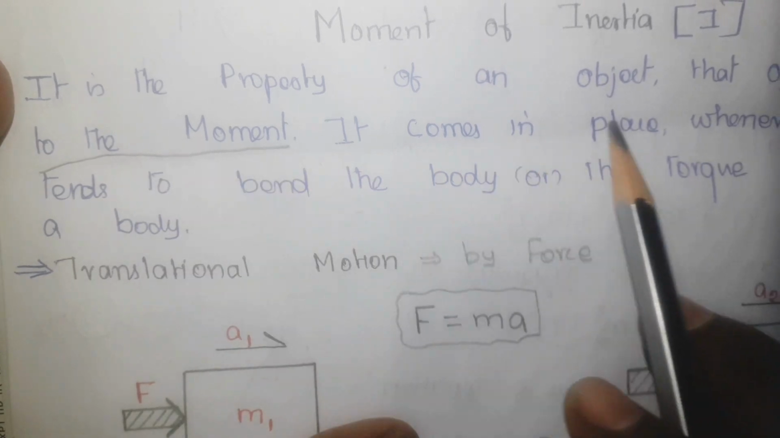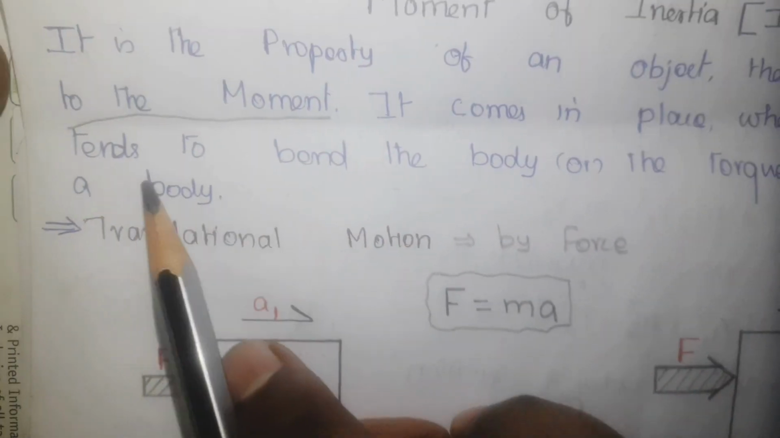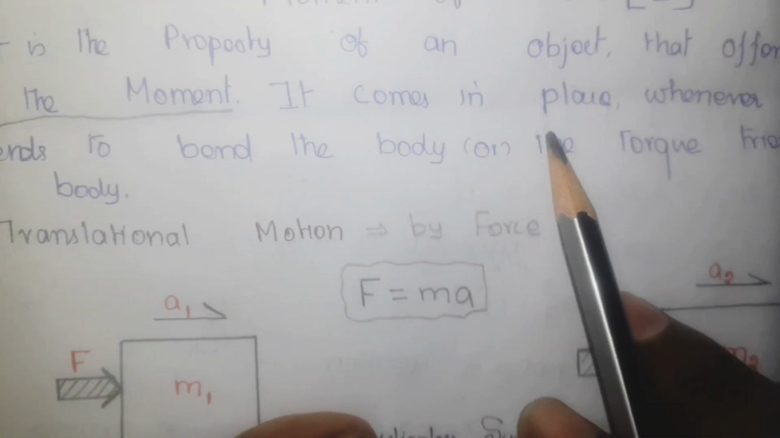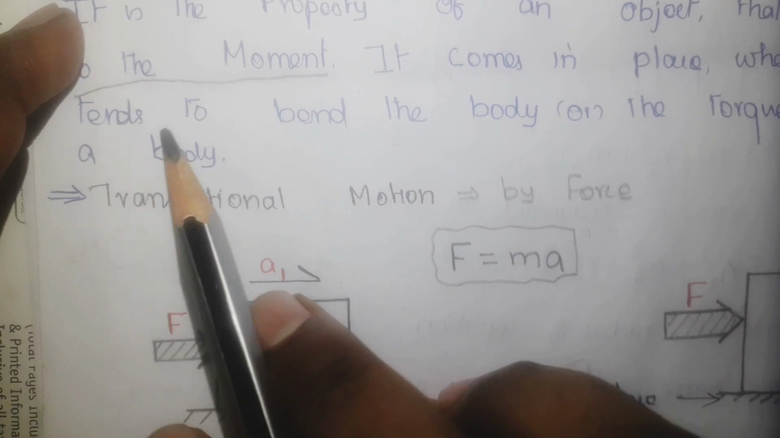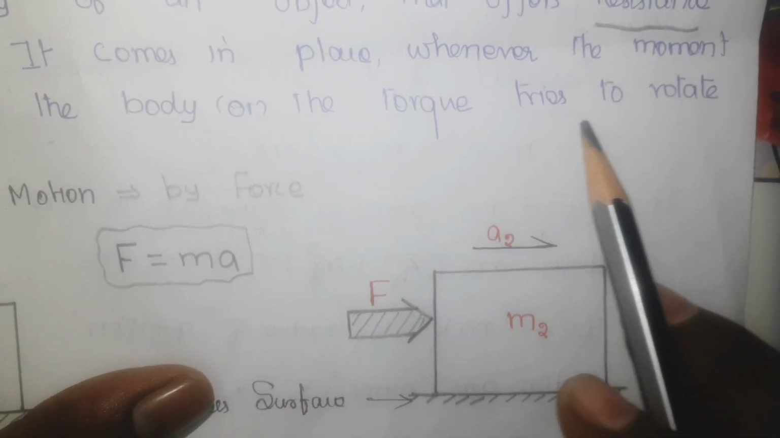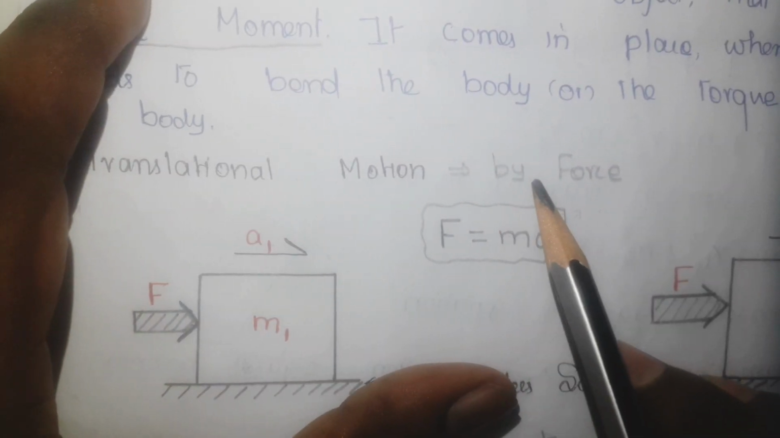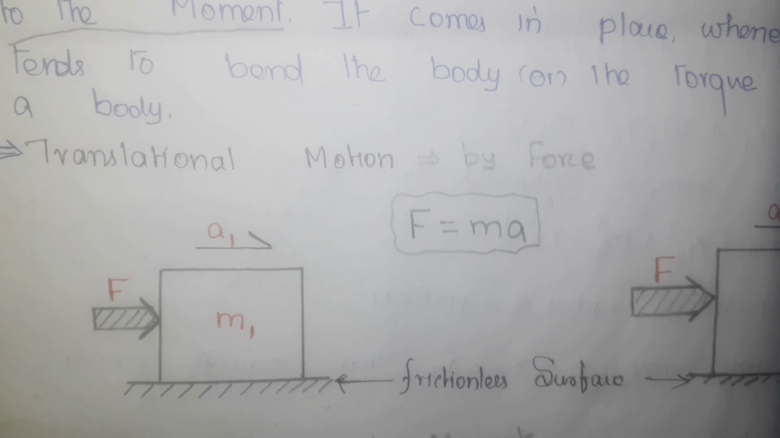It is the property of an object that offers resistance to the moment. It comes into place whenever the moment tends to bend the body or the torque tries to rotate the body. Normally, any object, when you try to change the state of the object, it gives resistance.